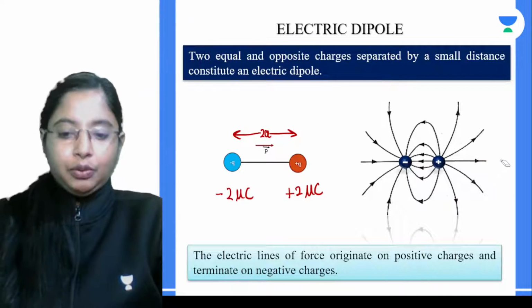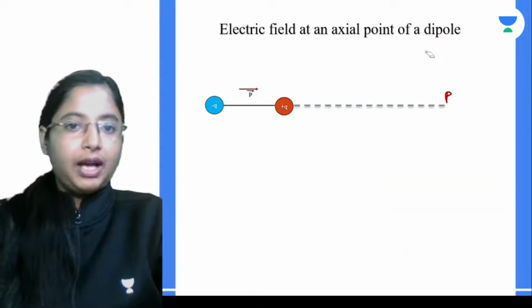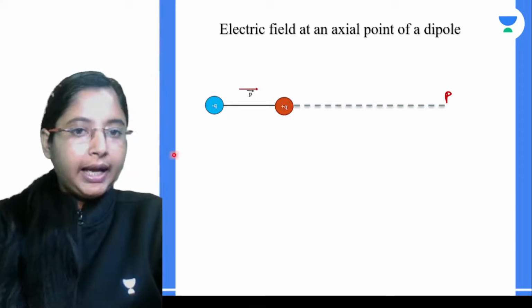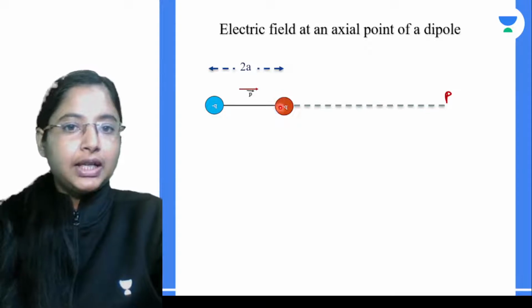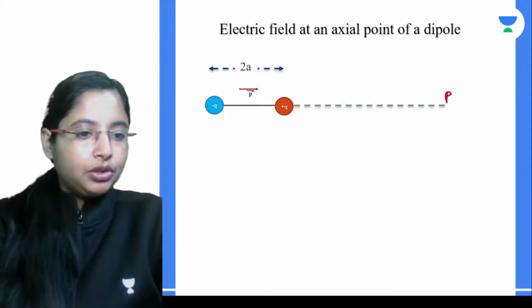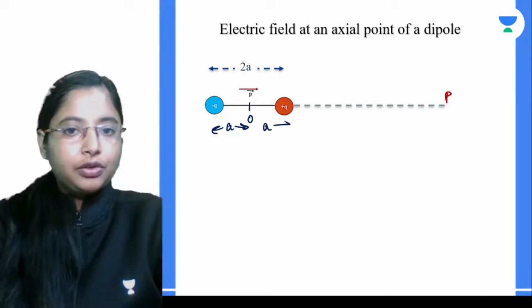Okay, so now at this particular point we want to find the electric field, and the distance between these two charges is going to be 2a. Let's take this center point to be O. Then this distance is going to be a and this distance is again going to be a.